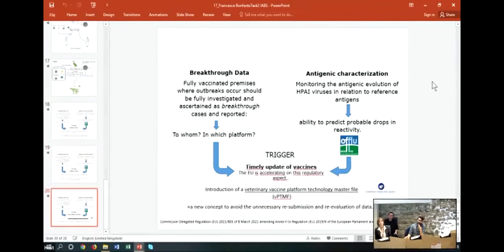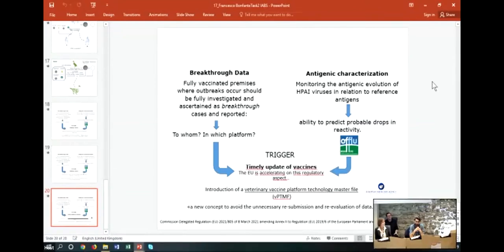And then in conclusion, the good news, in Europe at least, we are solving one of the big issues. Everyone is complaining that it takes too long for the regulation to update antigens, even though we have the technical means to do it. This is no longer true.